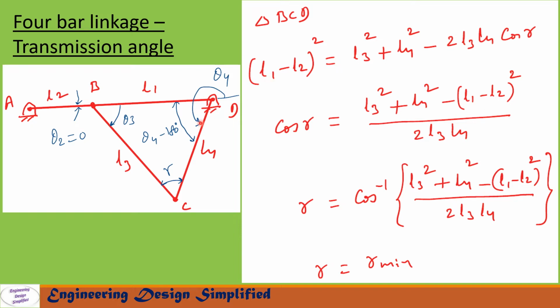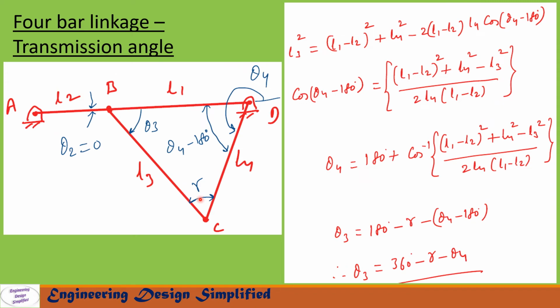Cosine rule to find gamma is written here: (L1 minus L2) square equal to L3 square plus L4 square minus 2 L3 L4 cos gamma. After simplification, we get gamma equal to cos inverse of L3 square plus L4 square minus (L1 minus L2) whole square by 2 L3 L4. If gamma calculated from this equation is less than 90 degrees, then gamma is written as gamma minimum.